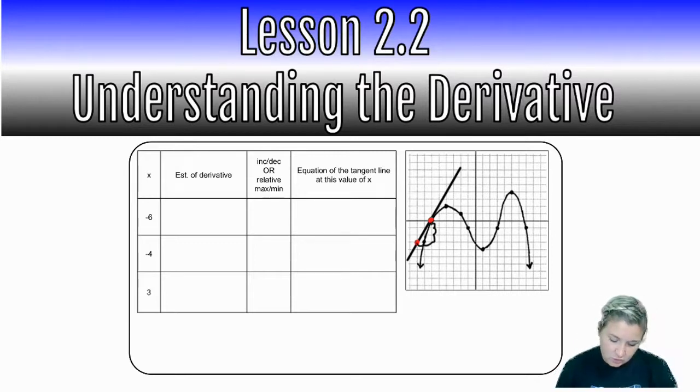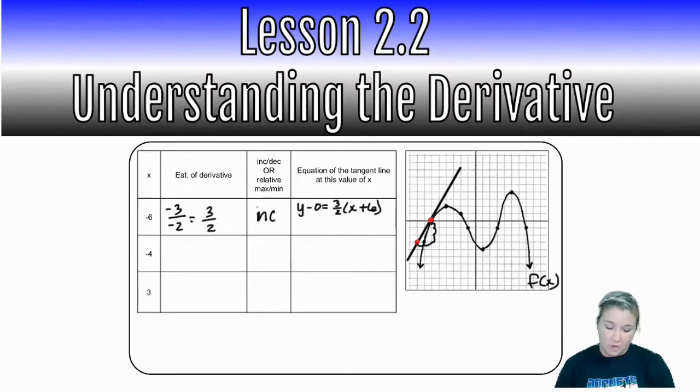-3 over -2, which actually ends up being a positive 3 over 2. So what you'll notice is that my original function, which is f of x graphed here, is increasing when x is -6. So this is going to be increasing. And then if we're going to find the equation of the tangent line, we're going to have y minus 0 is equal to the slope, which is 3/2, times x plus 6. So that would be the equation of the tangent line.